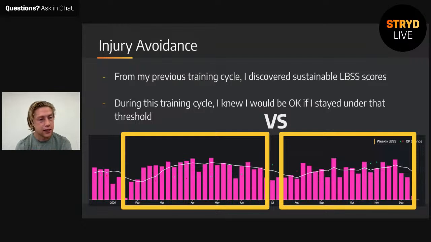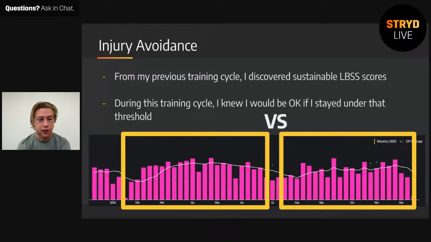And that goes to the next point in the factors that determine improvement, that is injury avoidance. So I just completed my previous training cycle from roughly January to June. I started a new training cycle in late July to December. So I knew from my previous training cycle, I kind of discovered a sustainable lower body stress score. So that lower body stress score, once again, is created from that impact loading rate data. That is a feature of the next gen Stryd, also available on Stryd Duo.